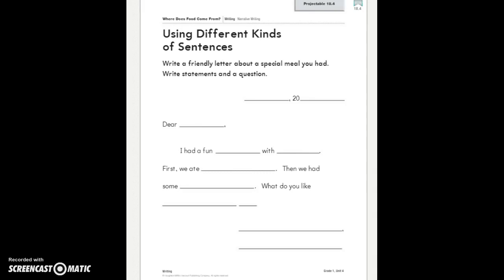Writers use different kinds of sentences to make their writing interesting. A statement tells something and ends with a period. A question asks something and ends with a question mark. Remember that many questions begin with question words like who, what, where, and when.